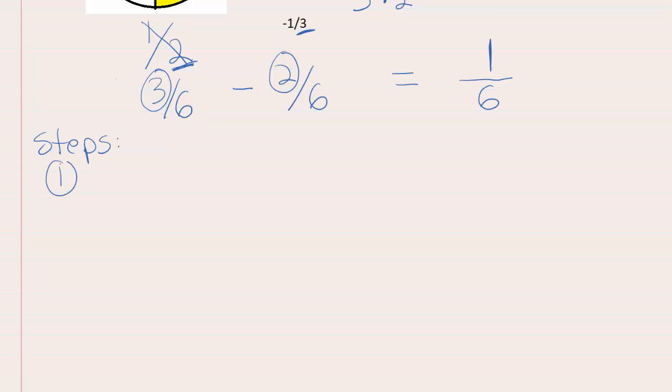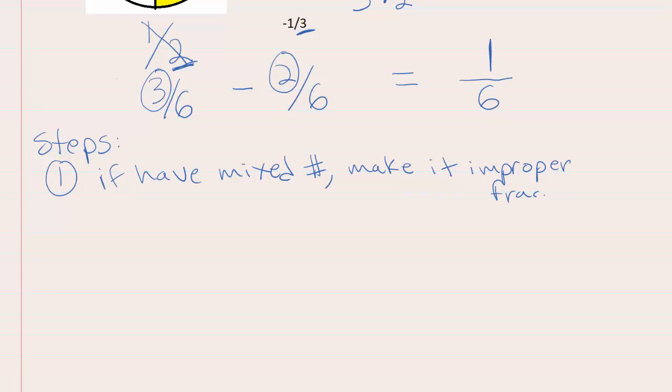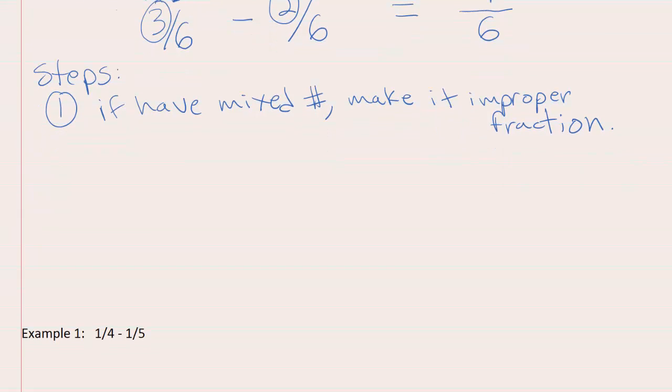So number 1, if you have a mixed number, make it an improper fraction. This is going to be especially important when we're subtracting fractions. I want to make sure that we're starting out with improper fractions at the beginning of the problem.